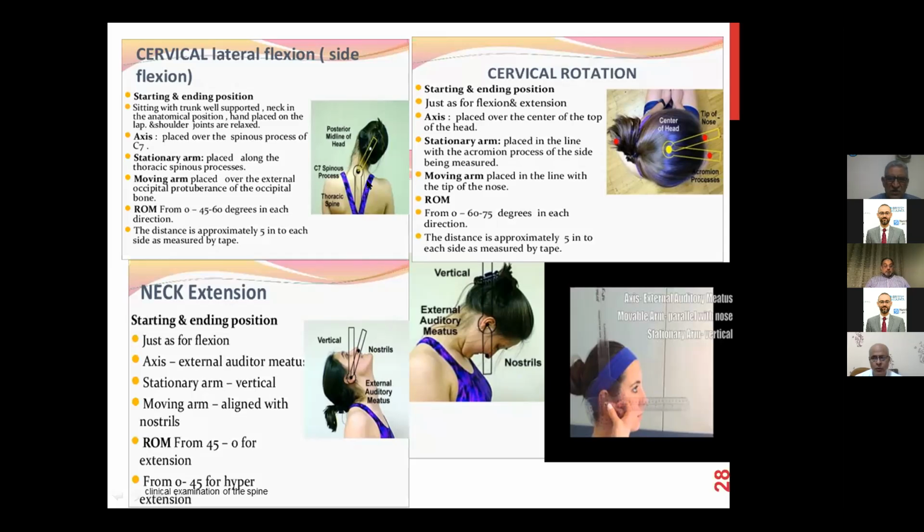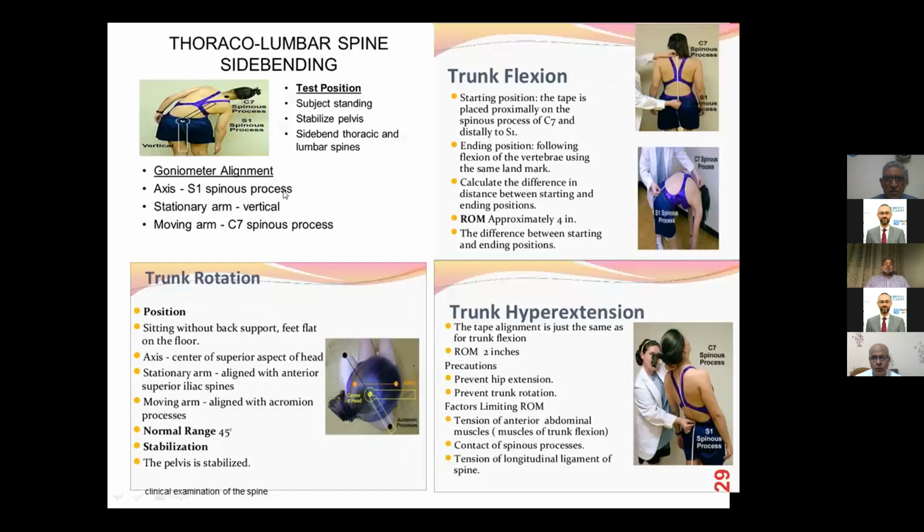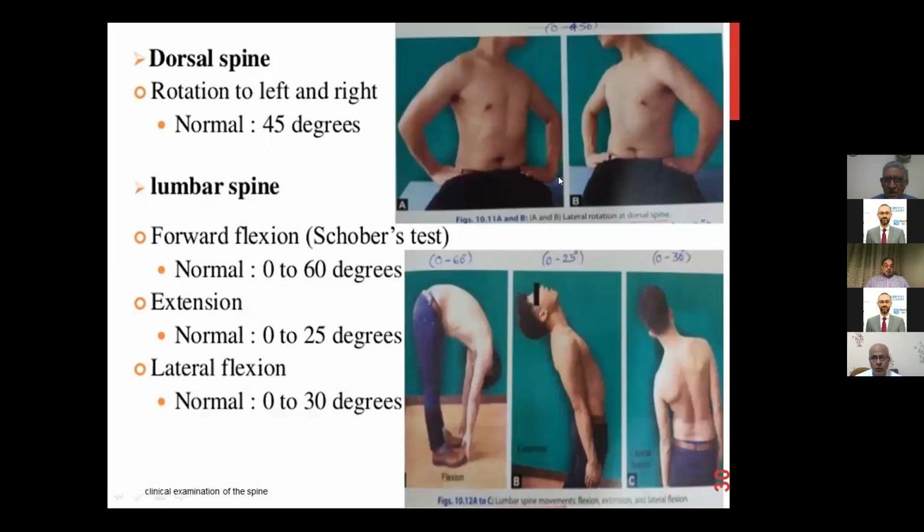We measure the lateral flexion here, focused on the axis of the goniometer on C7. We measure extension here, and this we apply lateral bending, trunk flexion. This is how we apply flexion, extension, lateral bending, and rotation of the trunk.